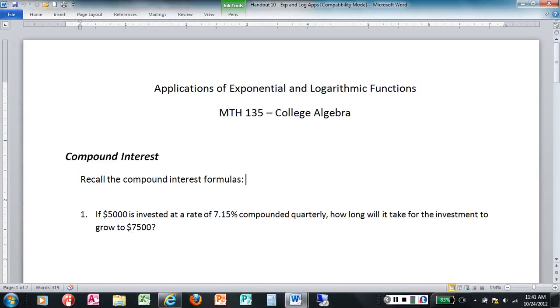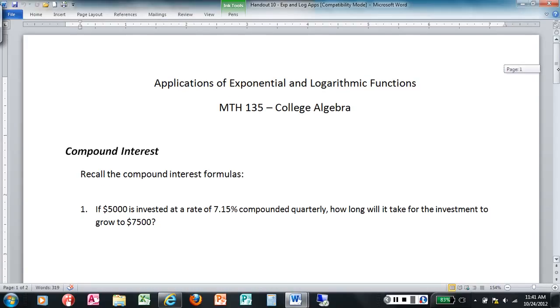All right, let's next talk here about a couple of applications of the exponential and logarithmic functions. We've already mentioned application of the exponential, and that is what I have on the first line here, the compound interest. And there were two formulas, as you recall.